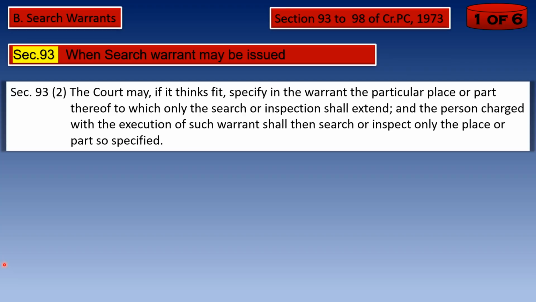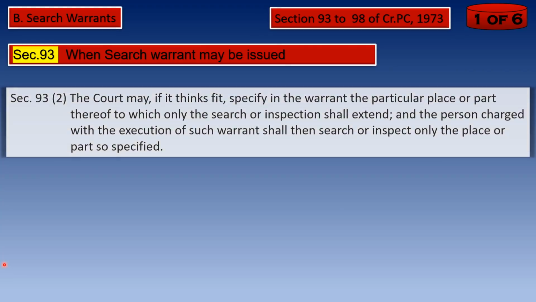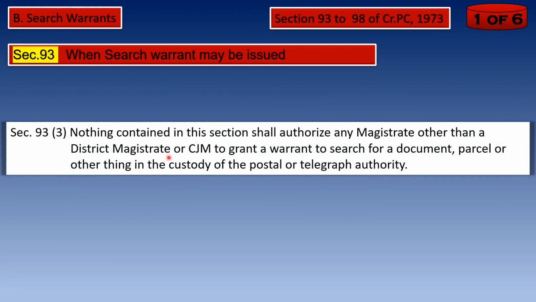Subsection 3 of section 93 says nothing contained in this section shall authorize any magistrate other than a district magistrate or CJM to grant a warrant to search for a document, parcel or other thing in the custody of the postal or telegraph authority. Once again, we are reminded in subsection 3 of section 93 that the powers of the court to issue a search warrant will not be extended to postal or telegraph authorities.